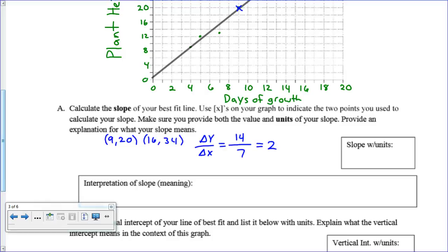Now thinking here of the units, y is in centimeters, x is in days. So our slope should be 2 centimeters per day. Thinking of a common sense interpretation of that, 2 centimeters is how much it's growing, and then per day means each day. So each day our plant grows by 2 centimeters. That's a good common sense interpretation of that.